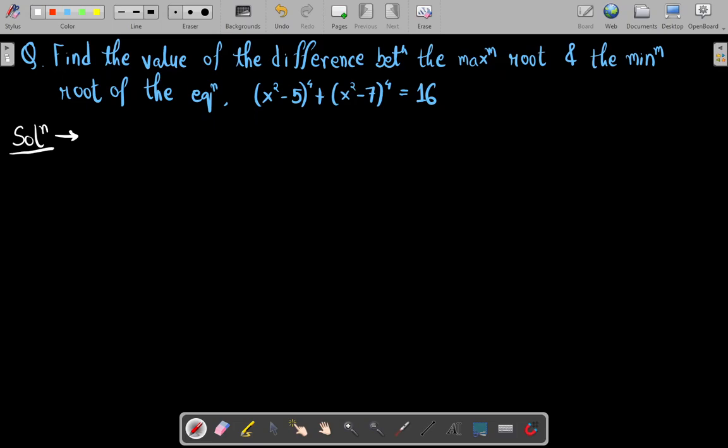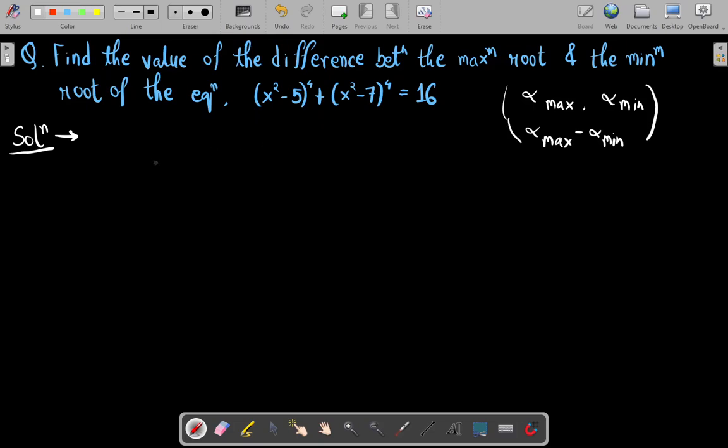So if this equation has a maximum root, say alpha max, and alpha min is the least root. It can have more than two roots, but we have to find the difference between the maximum root and the minimum root, that is alpha max minus alpha min. This is what is asked in the question.